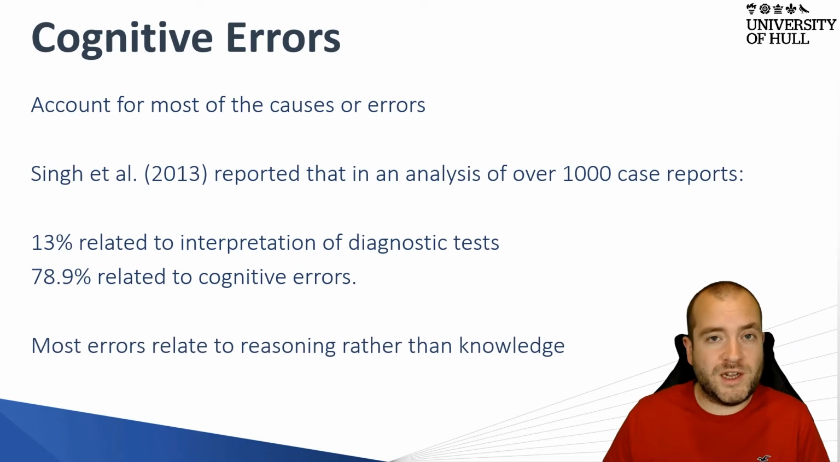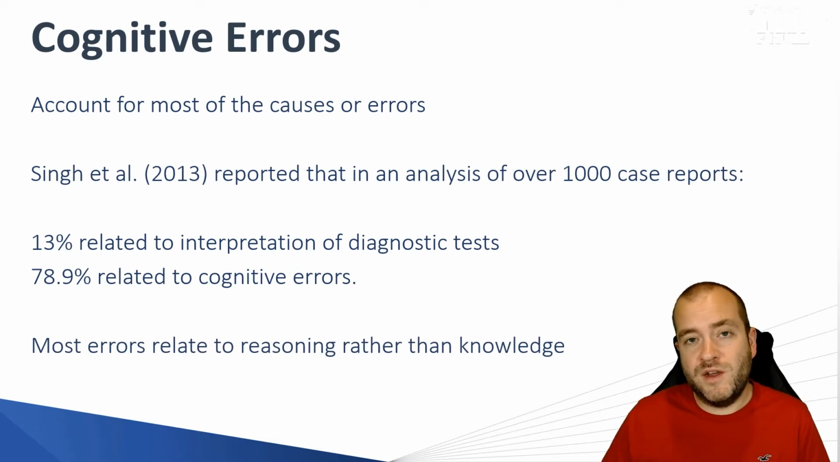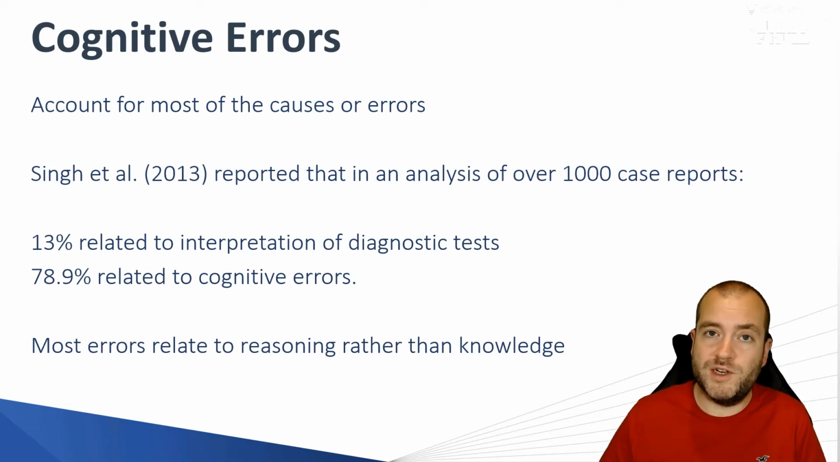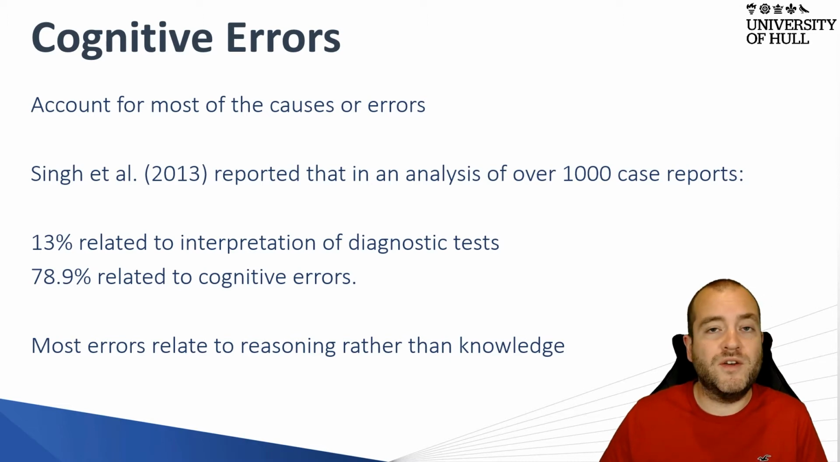Most of these errors actually related to the clinical reasoning and the pitfalls of cognitive errors and biases rather than the knowledge of the patients. So this shows that although some clinicians may lack knowledge in an area, if they're aware of biases, they're able to mitigate against these and therefore mitigate against errors.